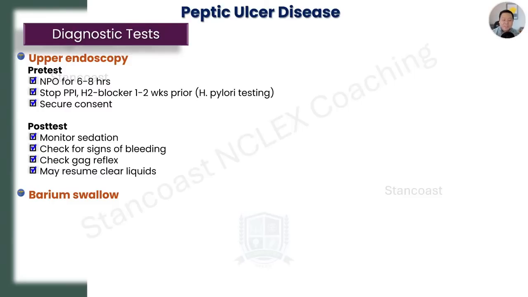Now, there is what we call the double contrast technique, and so this is an advanced method using both barium and air to improve the visibility of the gastrointestinal lining, so it will make it more accurate than the standard barium study. And so that's again the double contrast technique.